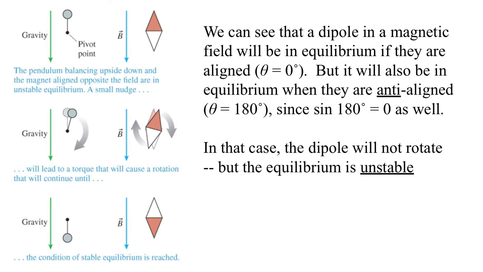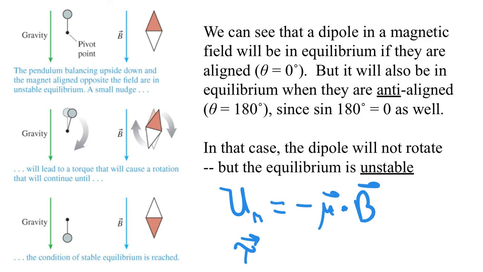You can see that a dipole in a magnetic field will be in equilibrium when they are aligned, but also when they're anti-aligned, since sine of 180 is 0 as well. In that case, the dipole will not rotate, but the equilibrium is unstable. Considering the work done, we could show that there's a potential energy associated with the magnetic orientation of a dipole, which is minus mu dotted into B. So that's nice to know. The torque is the cross product, mu cross B, and the energy associated is minus mu dot B. That's sort of interesting.